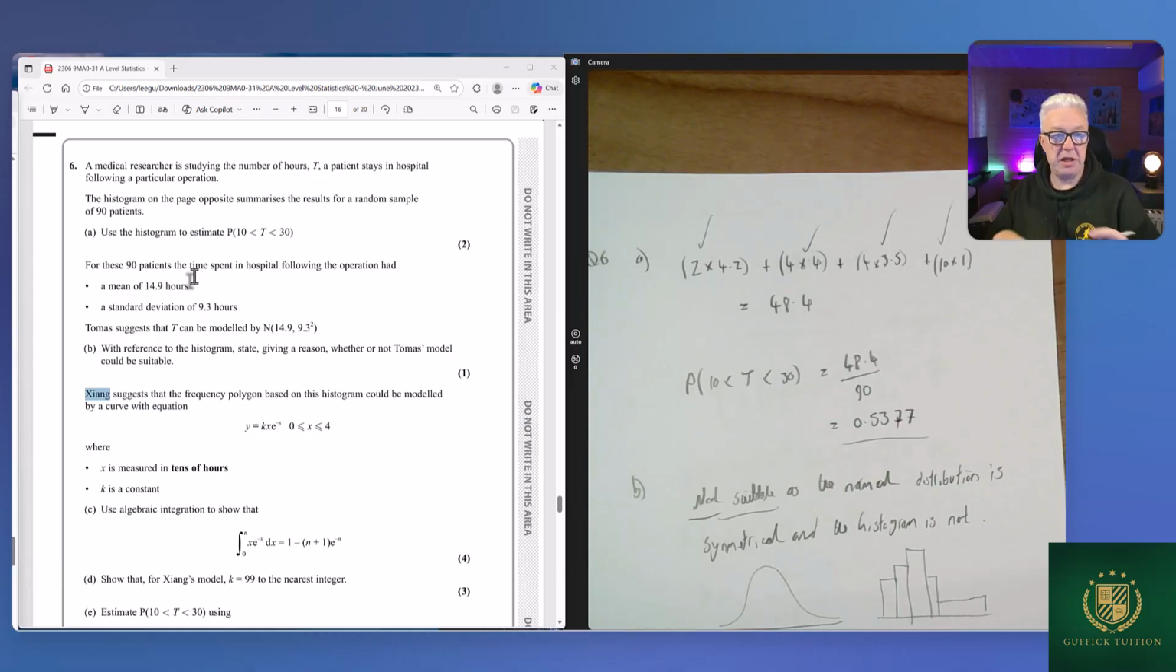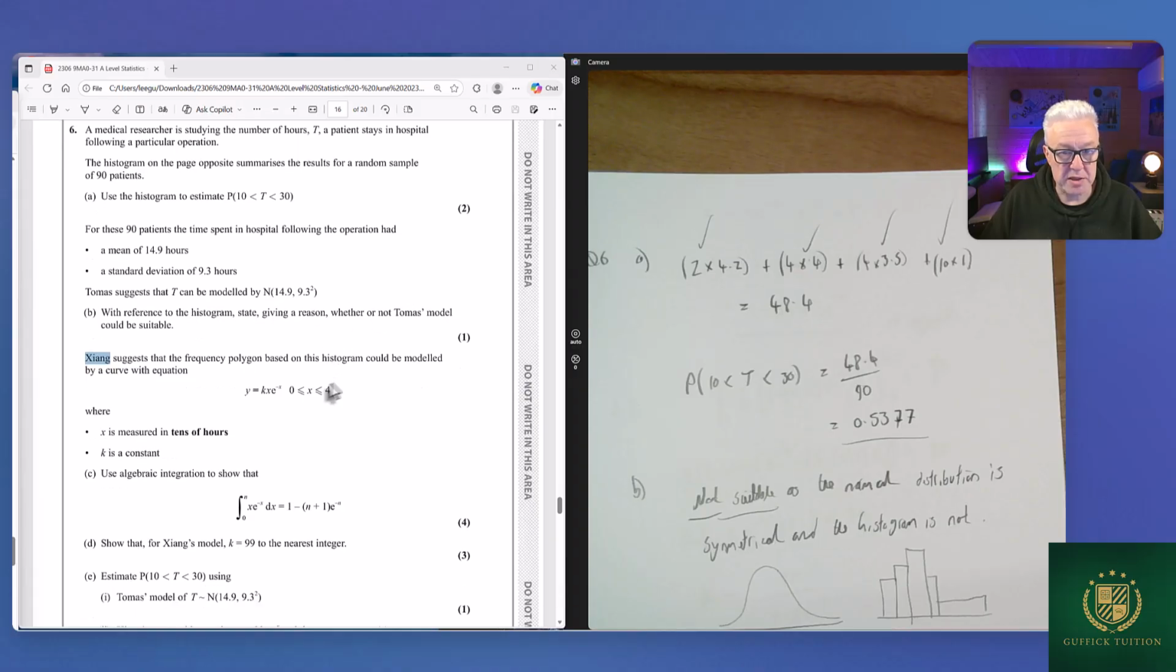Okay, now, for these 90 patients, the time spent in hospital following the operation had a mean of 14.9 hours and a standard deviation of 9.3 hours. Thomas suggests that T can be modelled by a normal distribution. With reference to the histogram, state giving a reason whether or not Thomas's model would be suitable.